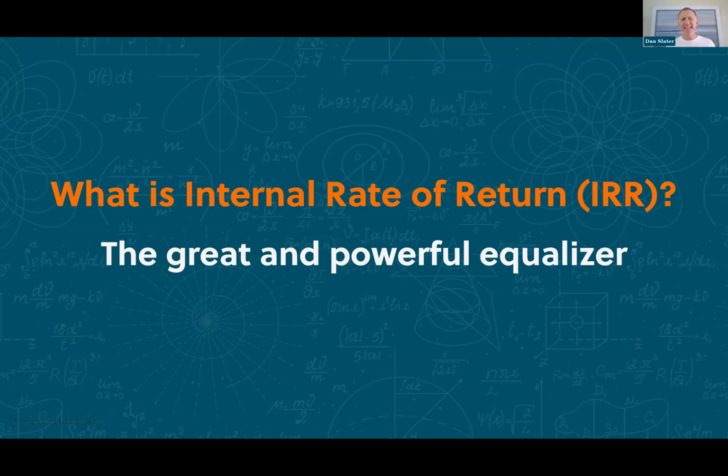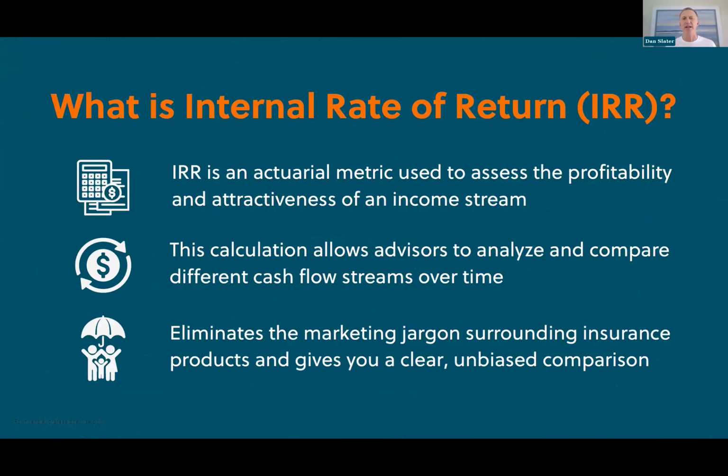But in the end, to me, I call it the great and powerful equalizer. It is like pulling back the curtain of the great man at the Wizard of Oz, right? It takes away all of the things that we see with insurance products, and the power and equalizer aspect of it breaks it down to a single number. So by definition, IRR is just an actuarial metric used to assess the profitability of a cash flow stream, right?